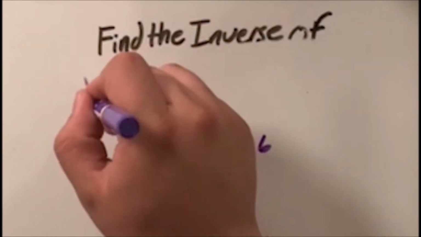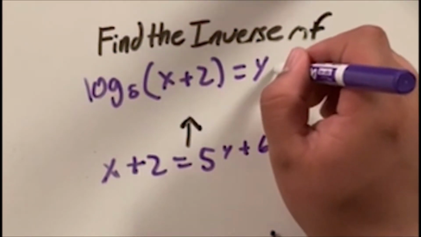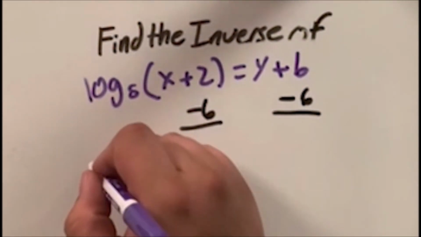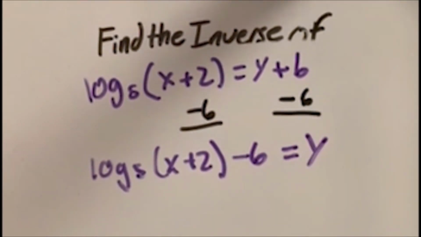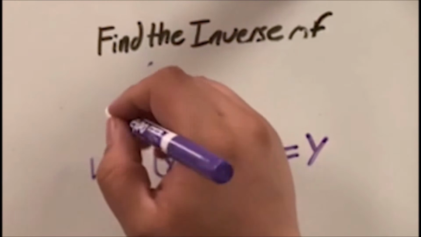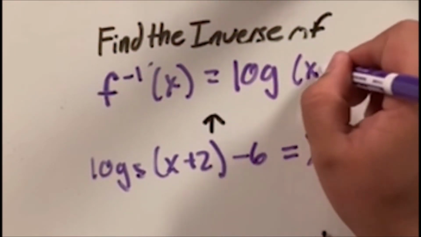Then change from exponential to logarithmic form. 5 is our base and we must switch y and x plus 2. Then we subtract 6 from both sides to cancel the value. This is so the y value is isolated. Now that we have done that, we must rewrite it, which will be f to the negative 1 power of x equals log base 5 of x plus 2, minus 6.